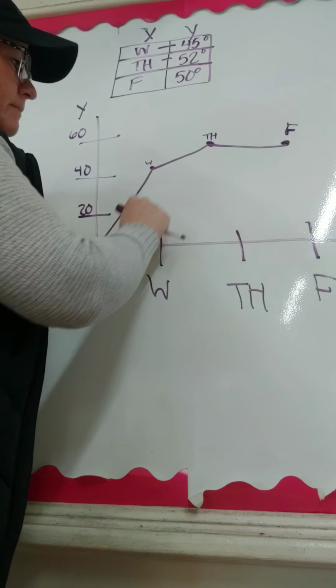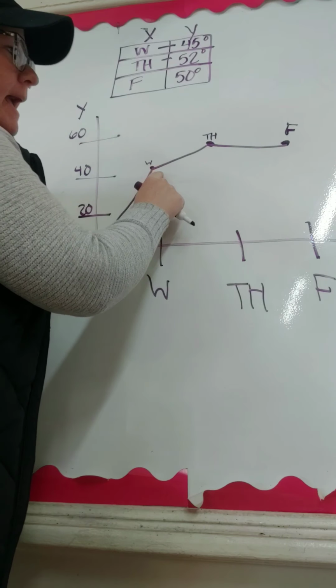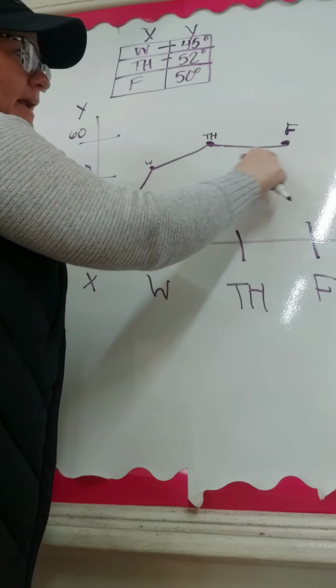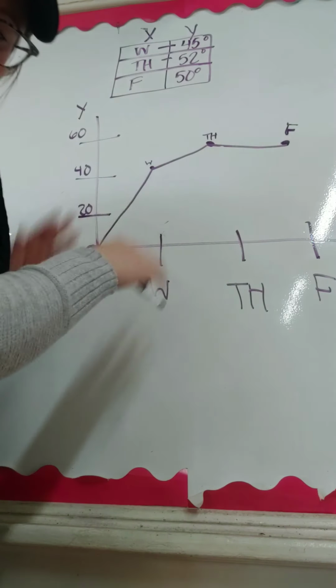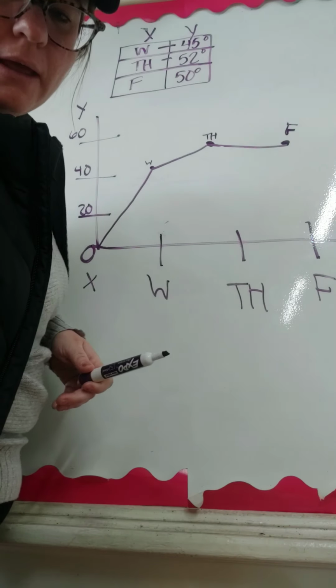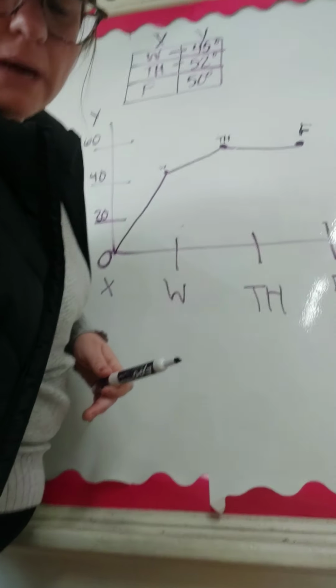This means that our temperature was colder and has gone up and then came back down. So those are some of our conclusions from our line graph, okay? That's the first lesson for this week on Monday, line graphs.